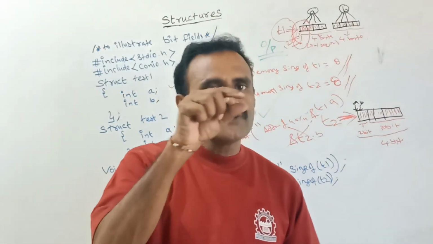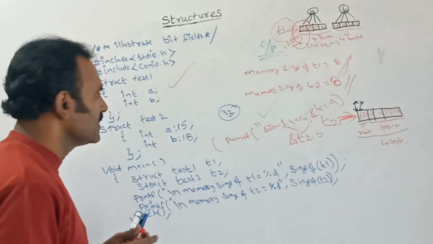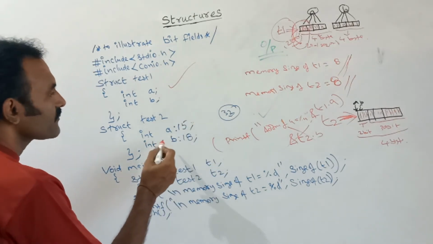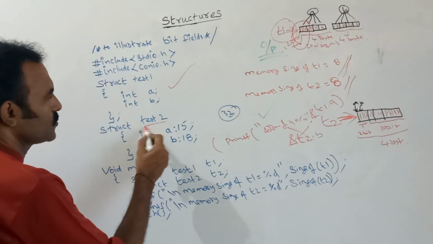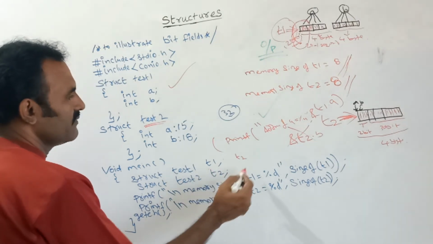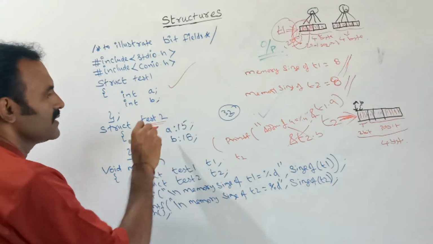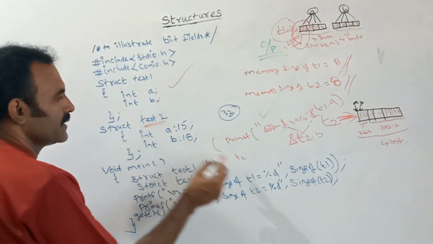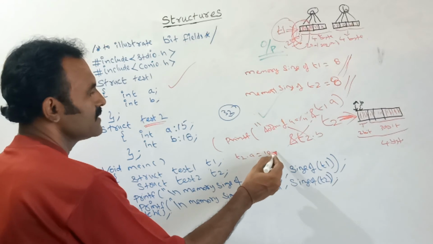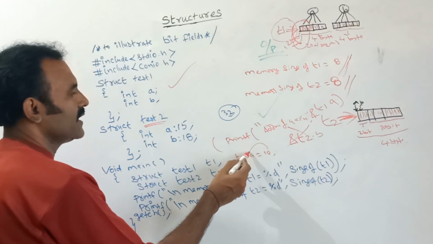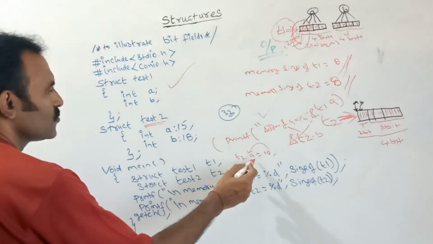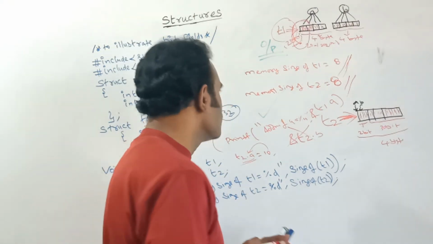To give values for the bit field, suppose T2, we can give the value like this. T2 is the structure variable, and we can give values like this for the structure members. For the bit field, T2.A is equal to 10. If I store like this, then the value 10 will be stored in this bit field A. So we can store the values like this. Let us see a simple example here.